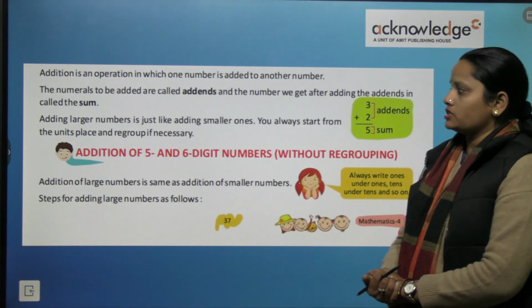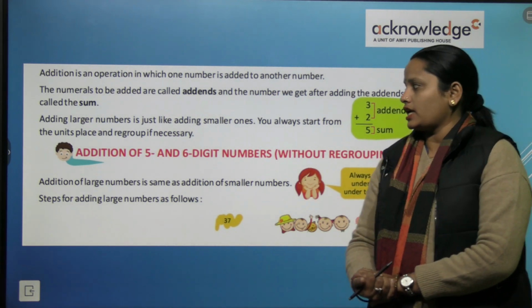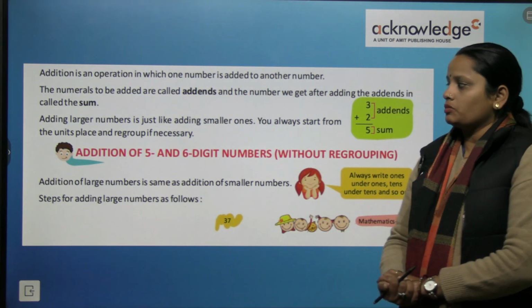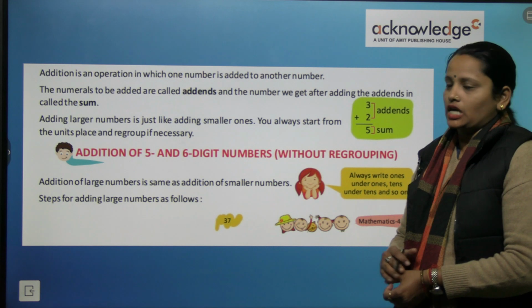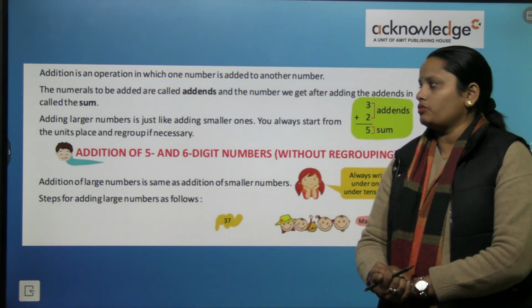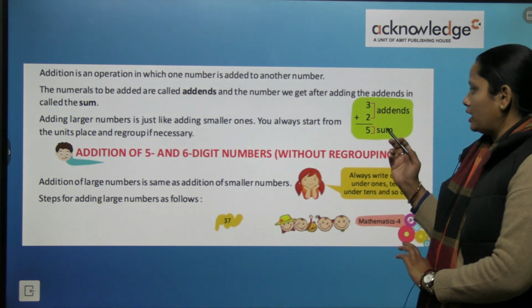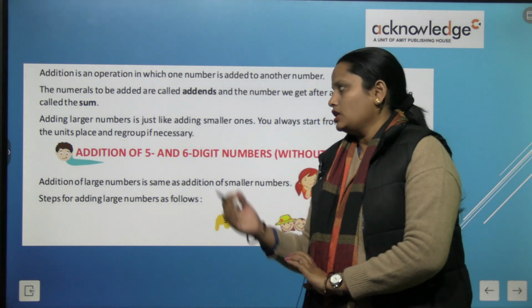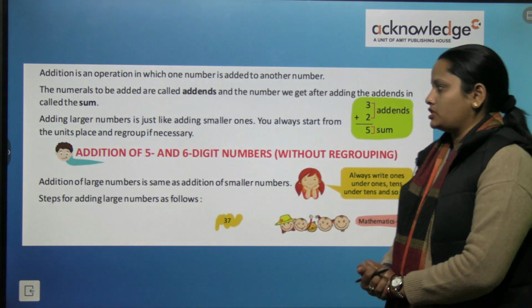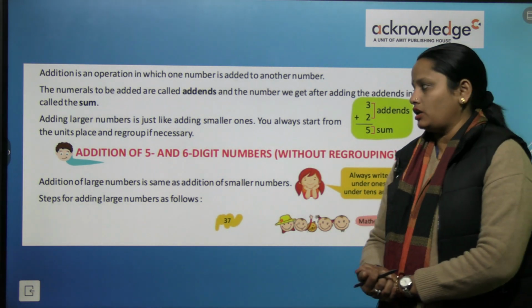Adding larger numbers is just like adding smaller ones. You always start from the unit place, the ones place, and regroup if necessary.